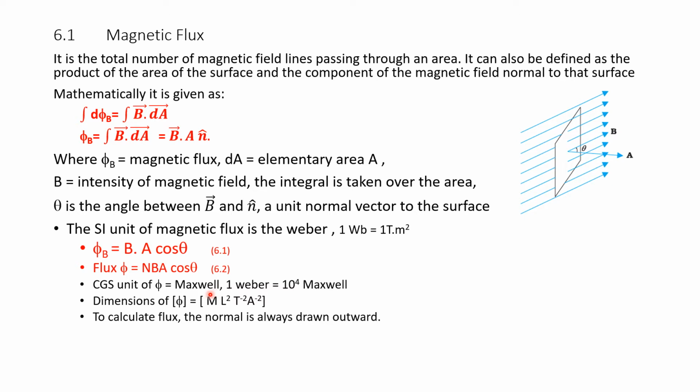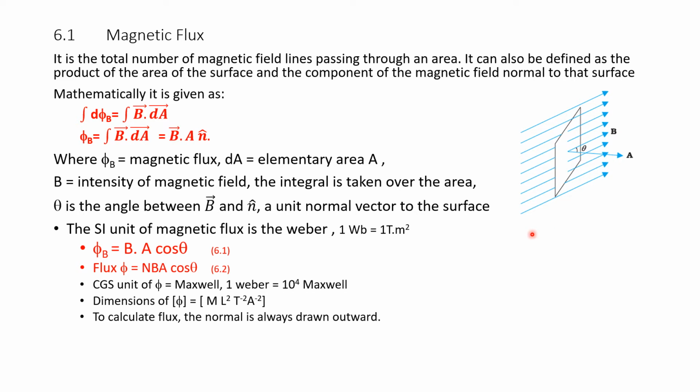The CGS unit of flux phi is Maxwell, or 1 Weber is equal to 10 to the power of 4 Maxwell. Dimensions of phi are [M L^2 T^-2 A^-1]. To calculate flux, the normal is always drawn outward. Please see here, the normal is drawn outward.